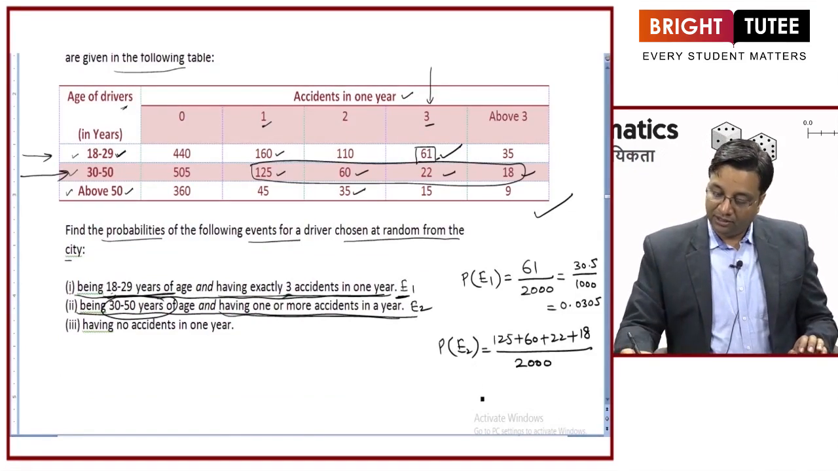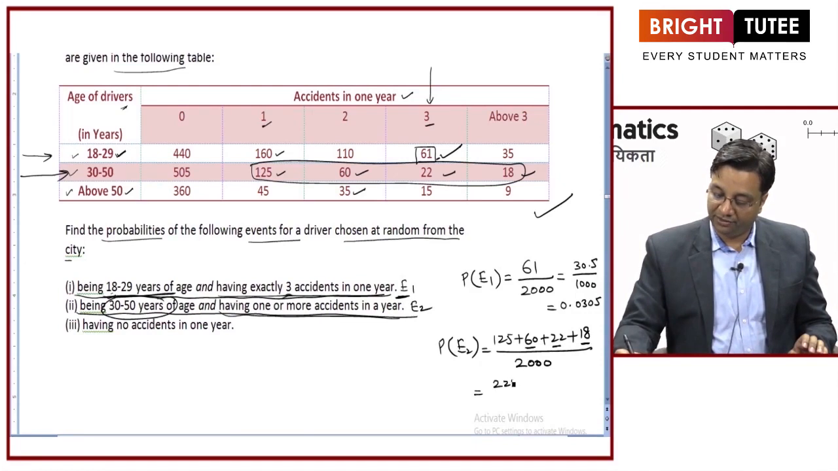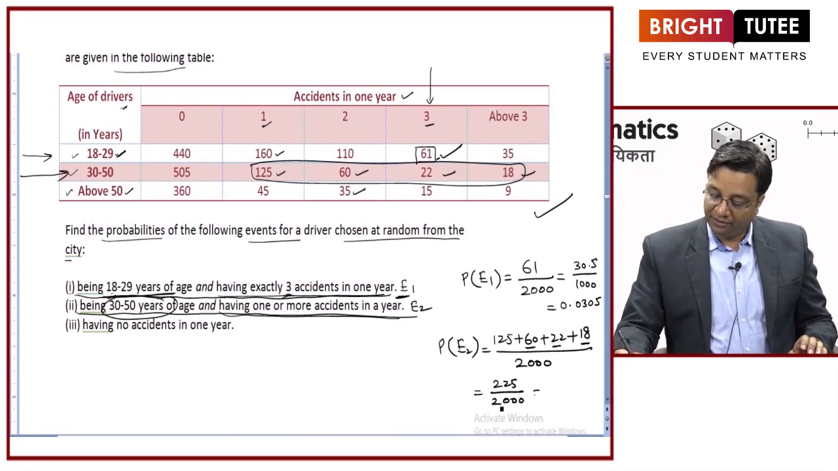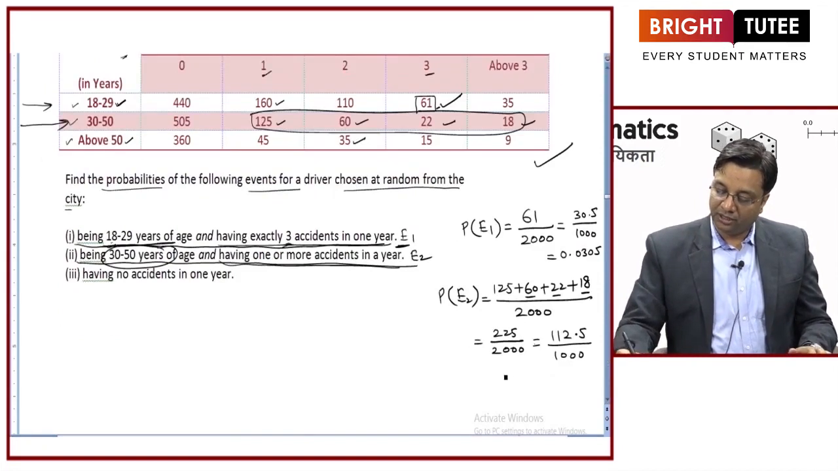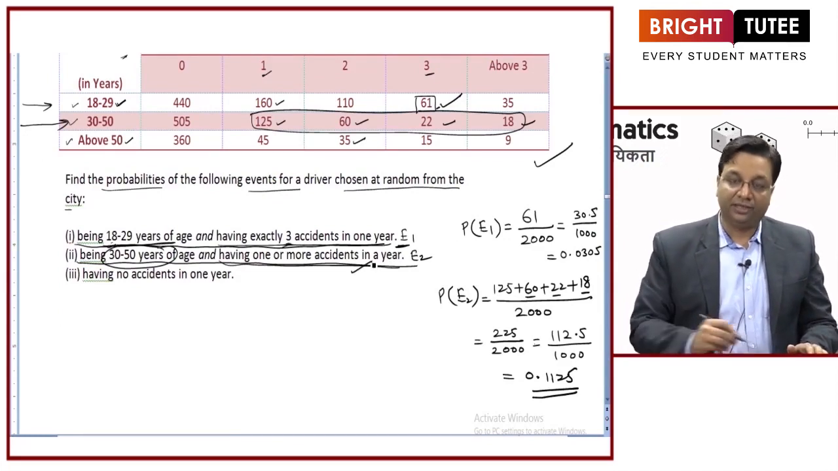Okay, so this is equal to 22 plus 18 is 40, 40 plus 60 is 100, so 225 in the numerator and 2000 in the denominator. 225 divided by 2 is 112.5 and it has to be divided by 1000. So the decimal will be 0.1125. This is the probability of this event.